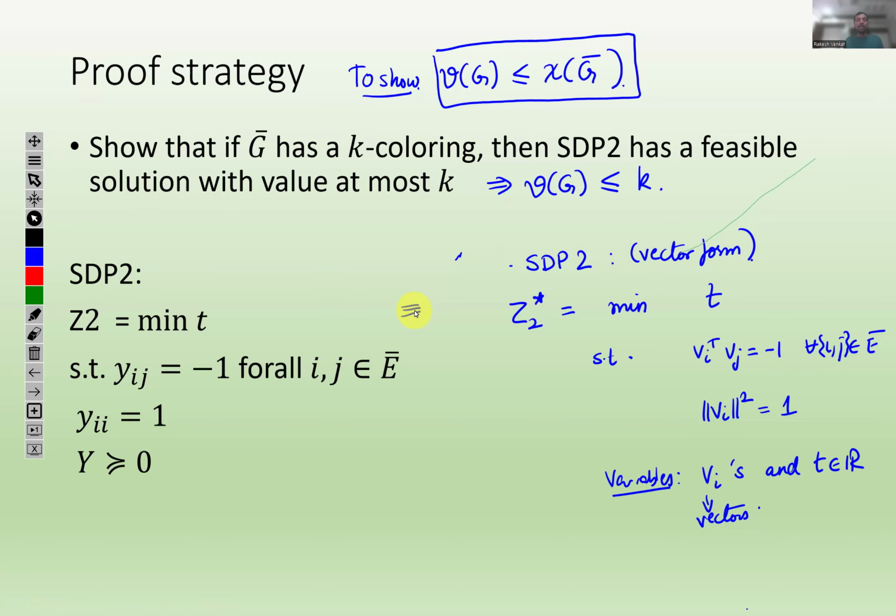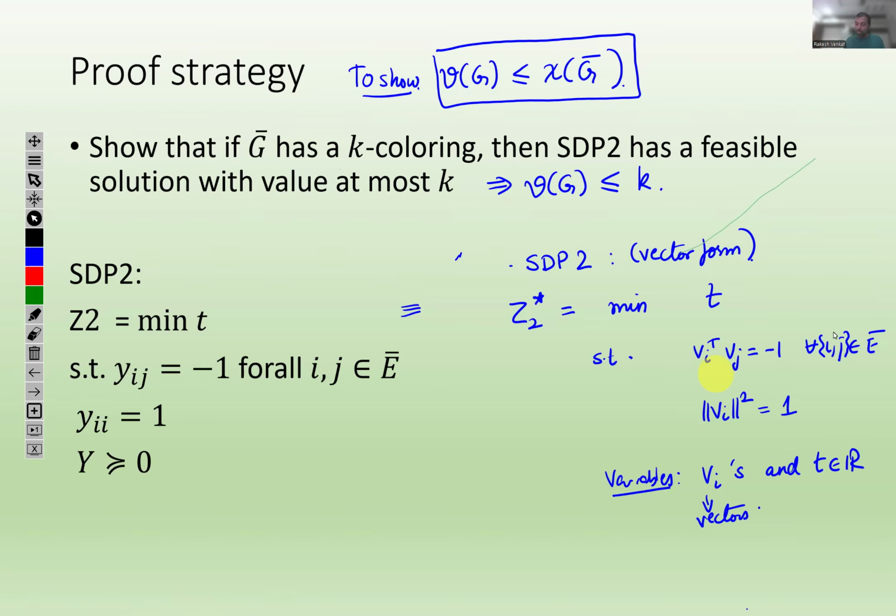Now, how do I relate it to a coloring in the complement graph? What does a coloring do? If you're looking at a coloring of a graph, then adjacent vertices should not be assigned the same color. Now, when you're looking at the complement, of course, non-adjacent vertices should not be assigned the same color because I'm looking at chi of G complement.